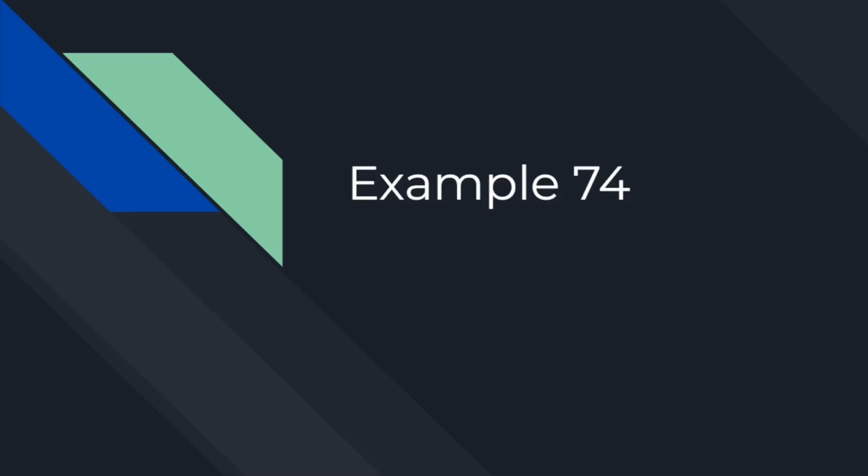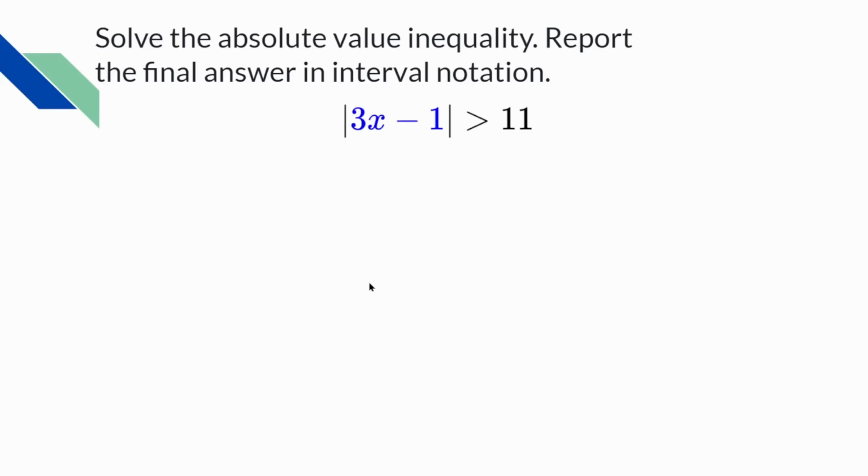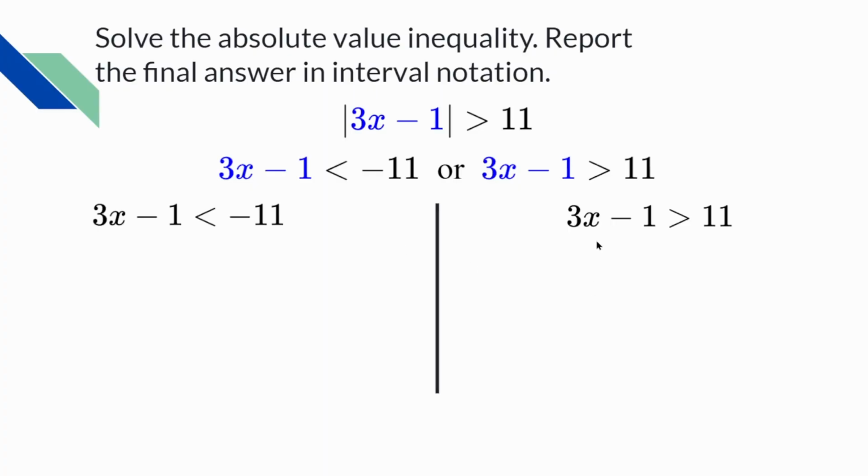Okay, here we go. Example 74. Here we have an absolute value that's greater than something. To get rid of the absolute value bars here, we need to remember that greater than corresponds to an or compound inequality. We take the blue stuff and set it less than the opposite of the right-hand side, and we also set it greater than the right-hand side itself. So we have an or compound inequality that we need to solve, which means we just need to divide up our work like this and solve each of them one at a time.